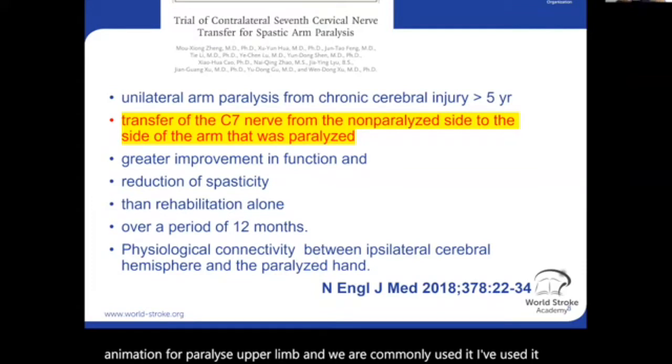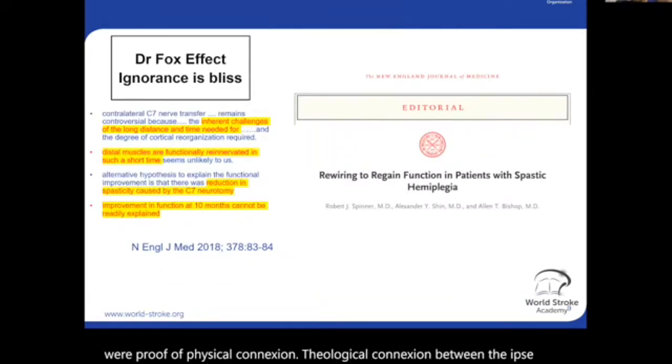So we've seen these connections happening in the brain, and this was done in a level 1 study, an RCT, and they had shown that there was an increase in function as compared to rehabilitation alone. There was a reduction in spasticity, and there was proof of a physical and physiological connection between the ipsilateral cerebral hemisphere and the paralyzed hand. However, here's where people are blinkered.